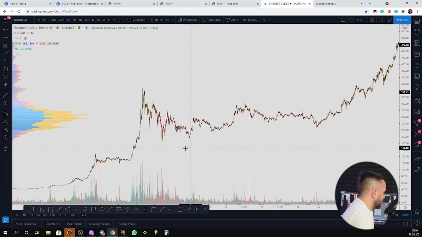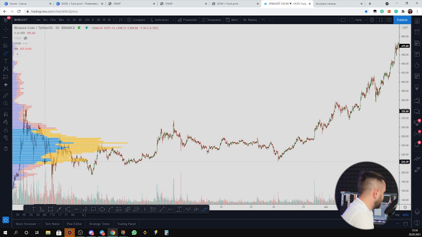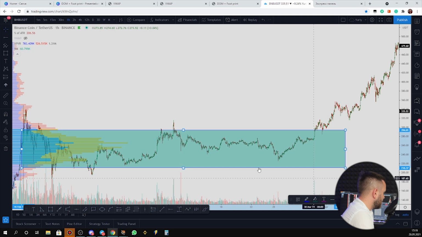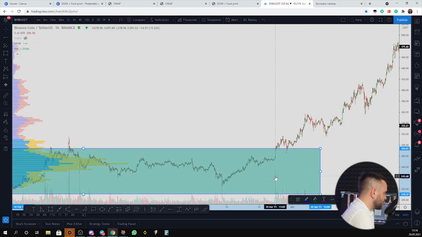Another type of volume that I use is this one. It is a horizontal volume. Why is it so important? The difference between this volume and this volume is that it shows us volume inside one particular candle. But this volume shows us the volume that we see on a chart inside that price.